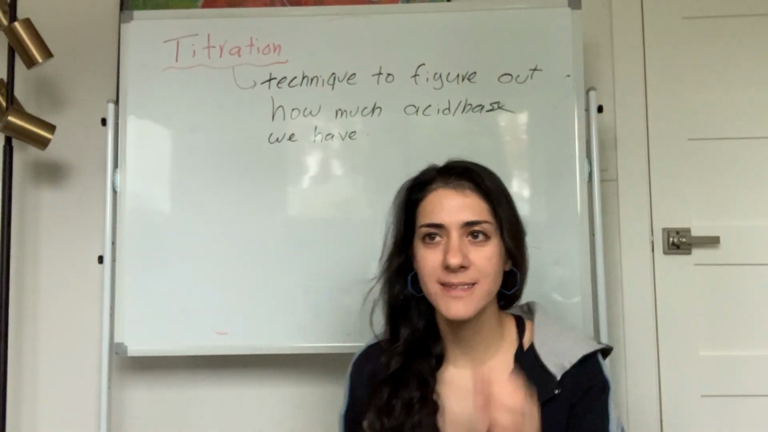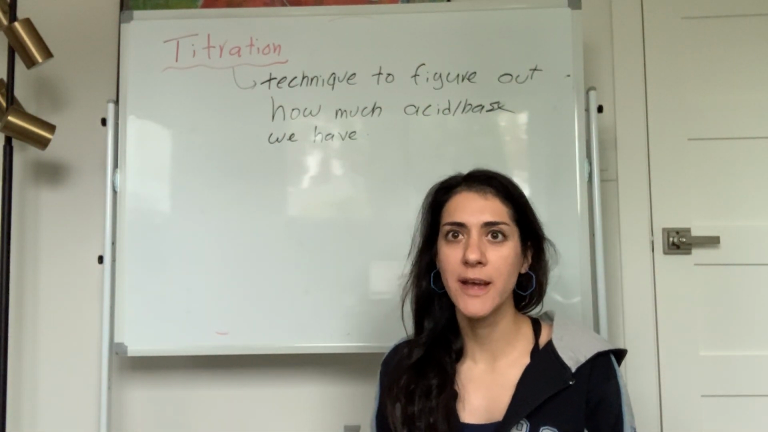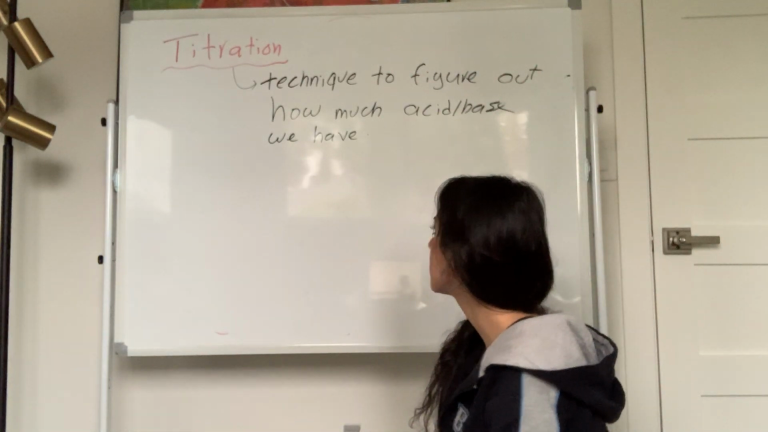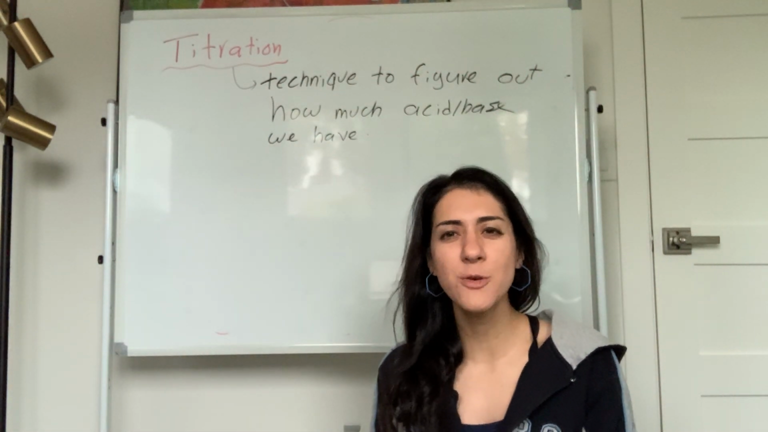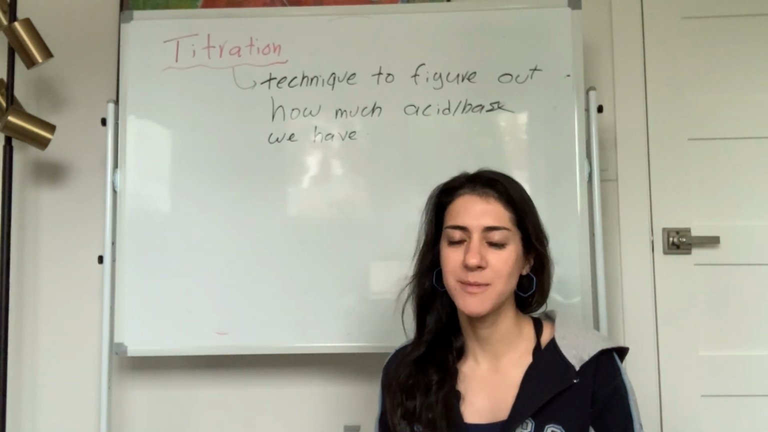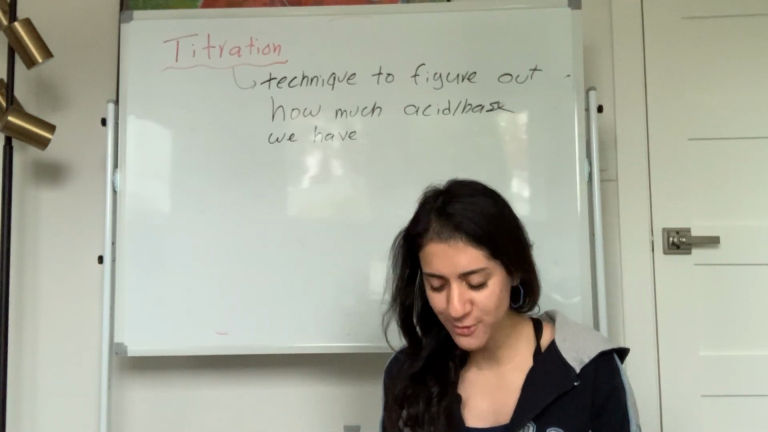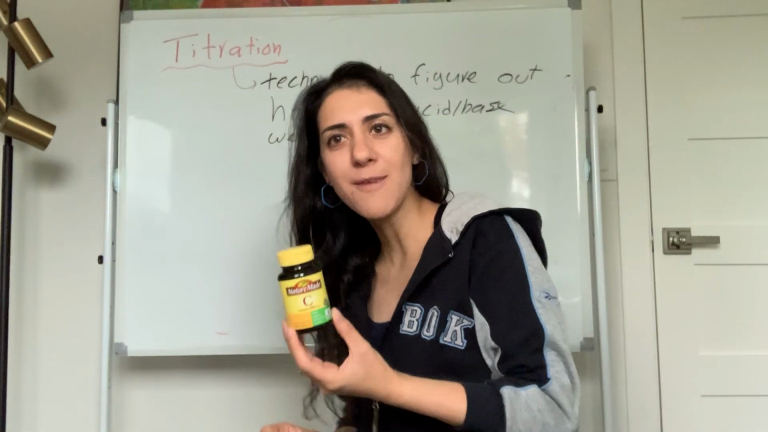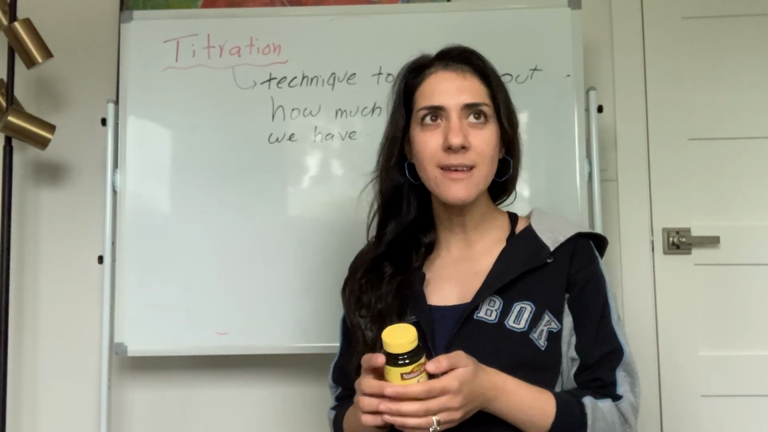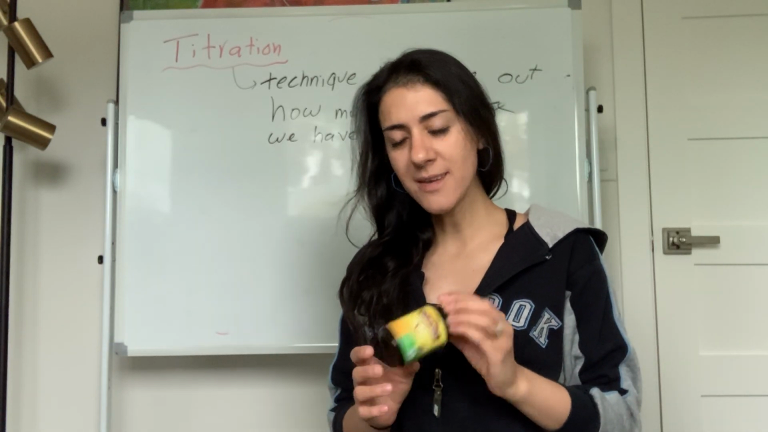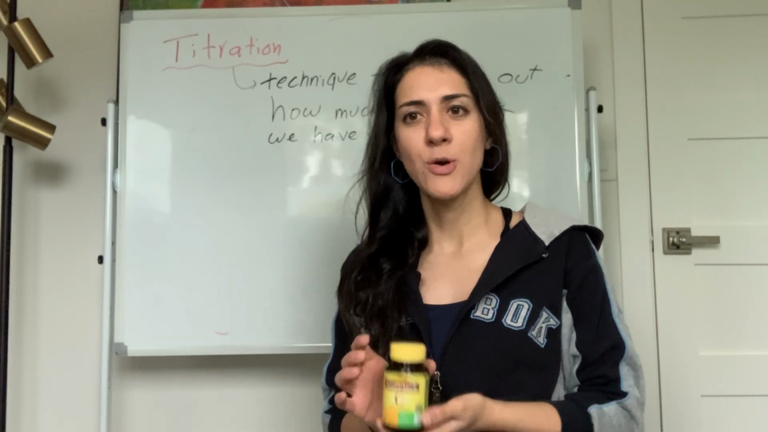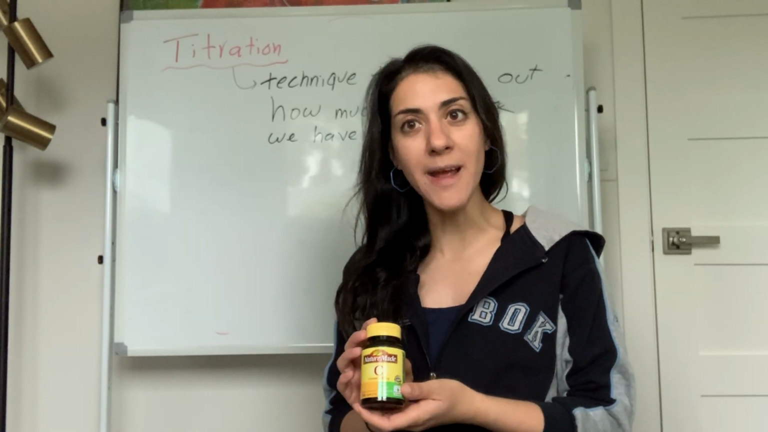All right, hi class. So today we're going to talk about titration. What's titration? Titration is a technique to figure out how much acid or base you have. Now, raise your hand. I can't see you if you raise your hand, but raise your hand anyway. Raise your hand if you've ever taken an over-the-counter supplement. Vitamin C, vitamin B, zinc. Yeah? Most of you probably have, or you know someone who takes these supplements all the time.